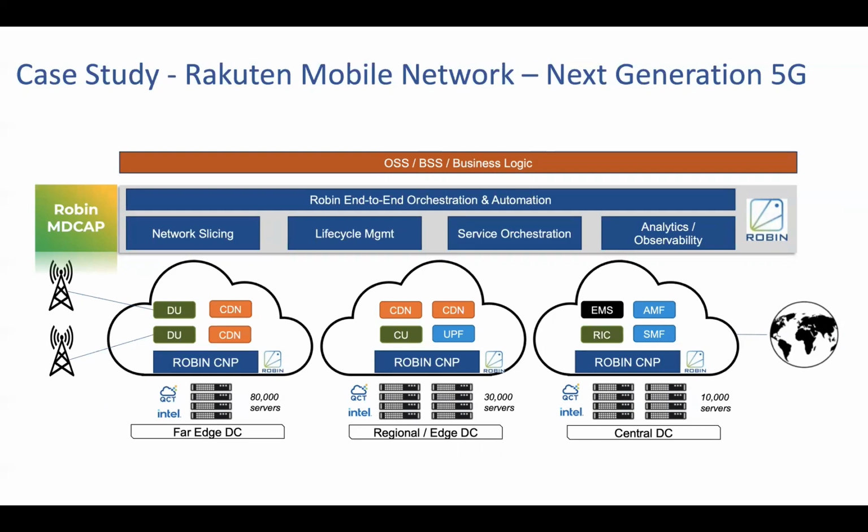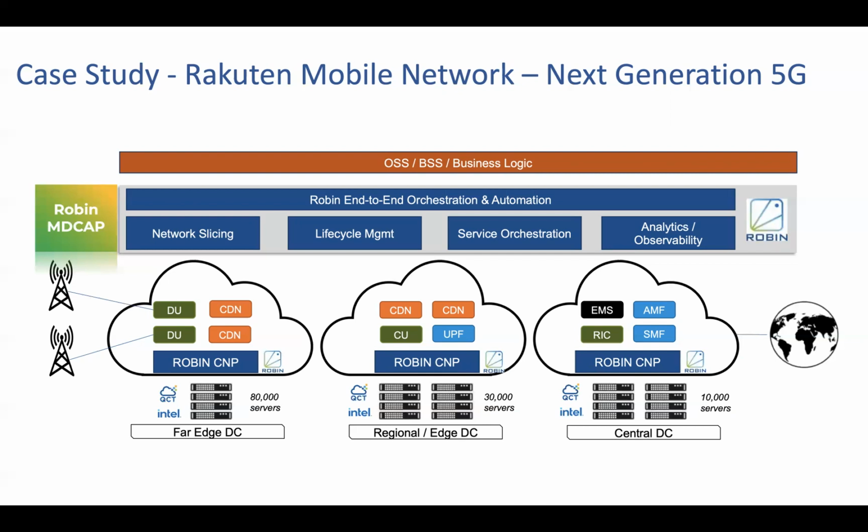So looking at this diagram, they have three types of data centers: central DC, regional or edge DC, and far edge DC. On the central DC, all the core applications such as AMF, SMF, RIC, EMS are run. At the edge, the UPF, CU, some of the RAN components and some MEC applications would run. And the far edge is very close to the radio towers or RU, where the DU instance of the radio runs. Robin also has another product called MDCAP, multi-data center automation platform, which does the end-to-end automation for all these workloads and also the cluster management across all of that.